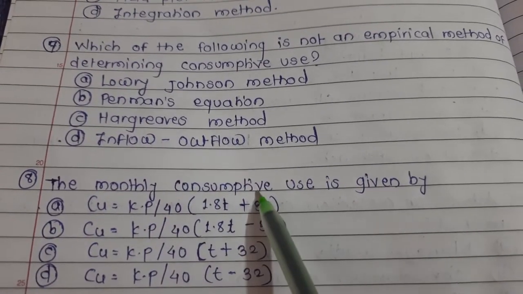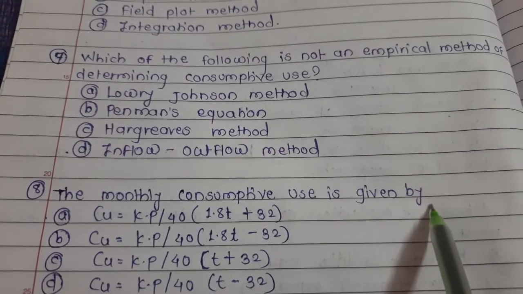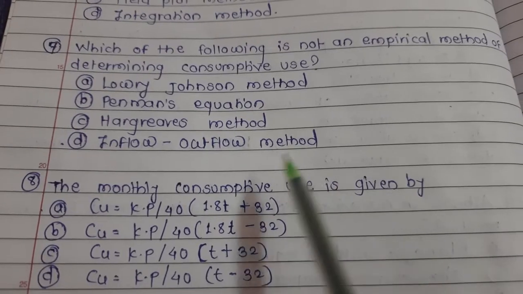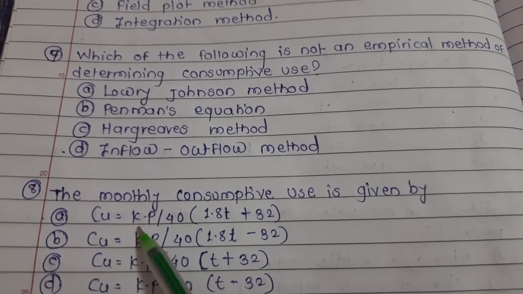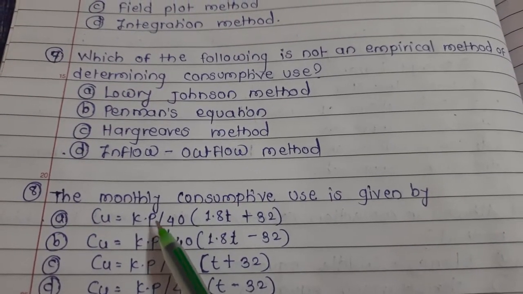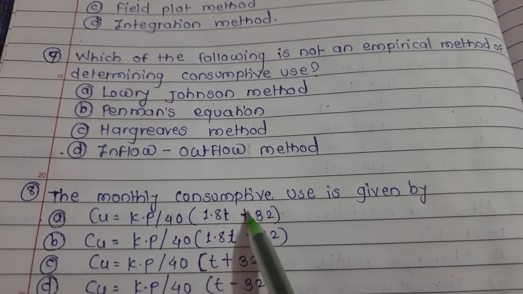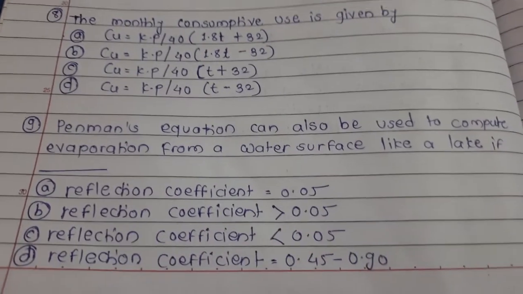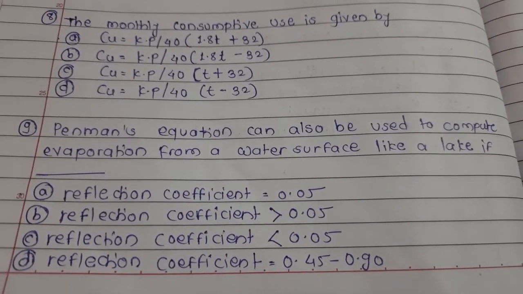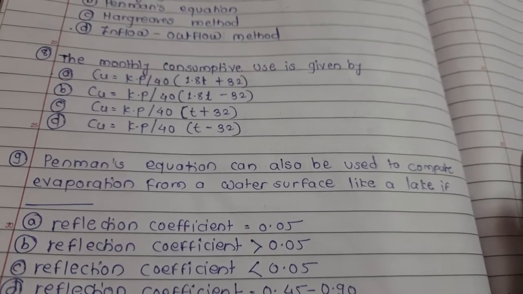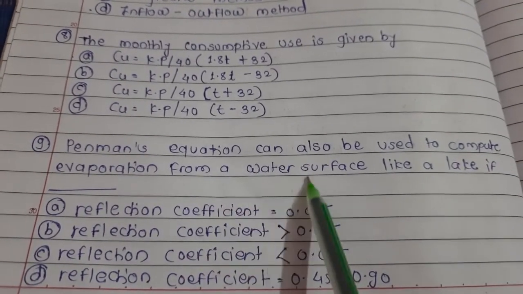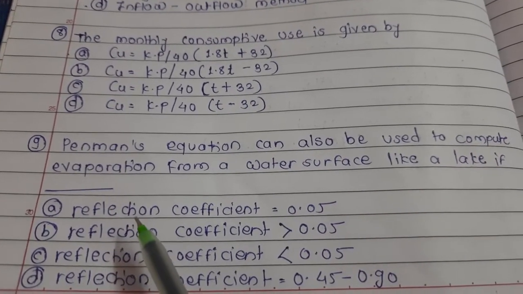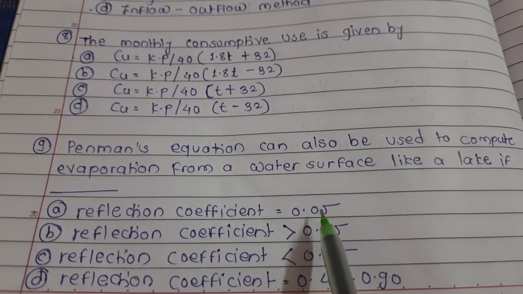The monthly consumptive use is given by, monthly consumptive use means the Blaney-Criddle formula, which is CU equals K into P upon 40 into 1.8 T plus 32. Penman's equation can also be used to compute evaporation from a water surface like a lake if the reflection coefficient is equal to 0.0.